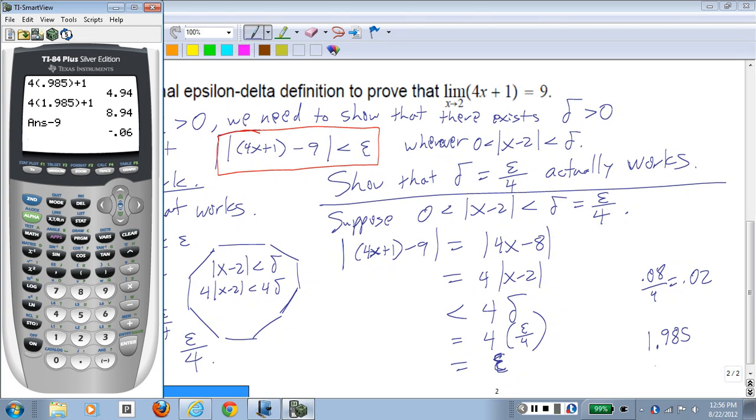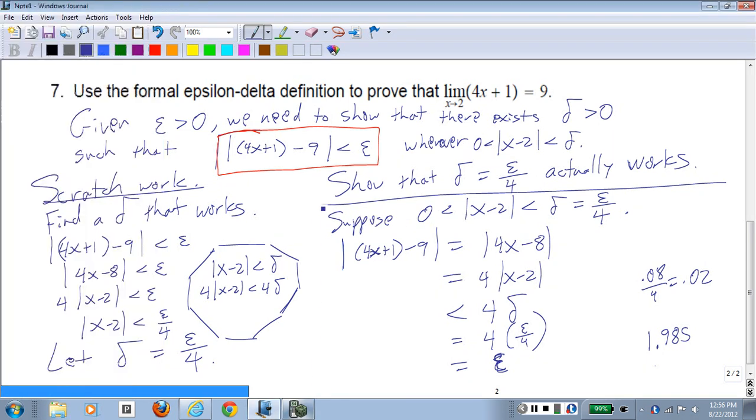So pretty much the answer to the question is that little section from "suppose" to "equals epsilon." That's the answer, right? That's the answer in the end. Okay. Yeah, that's the answer. I think that was your question.